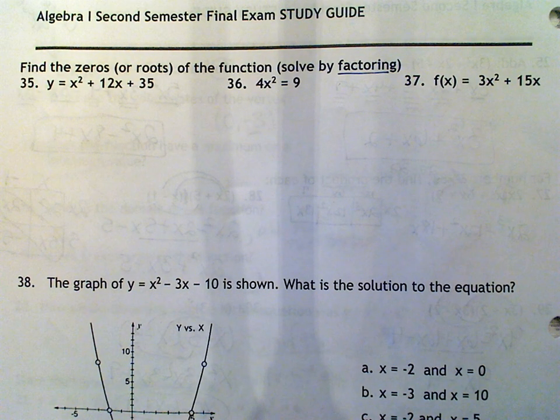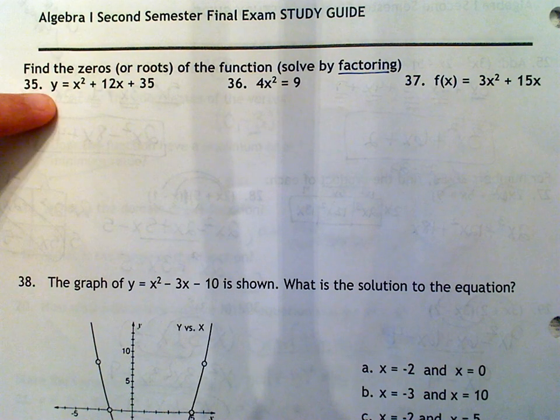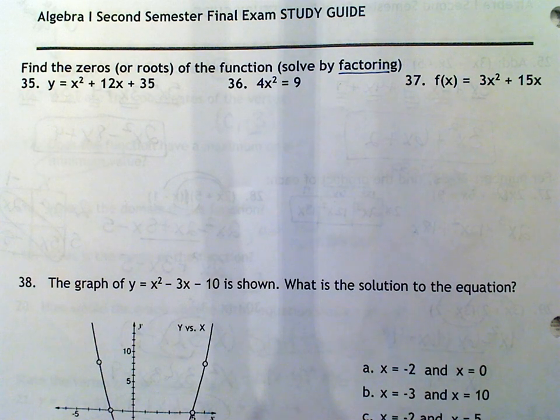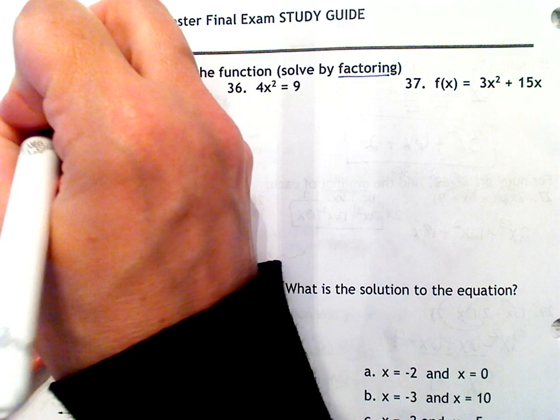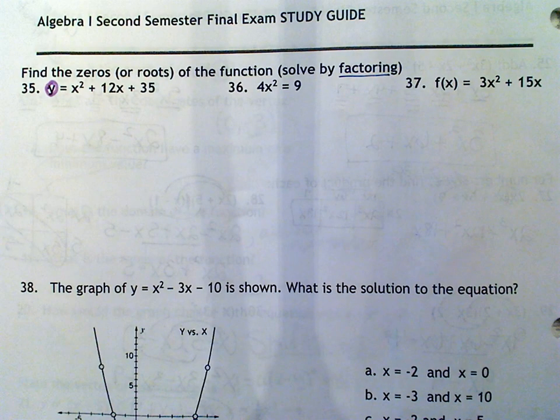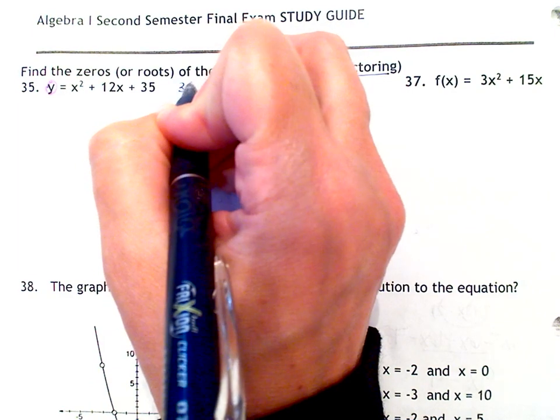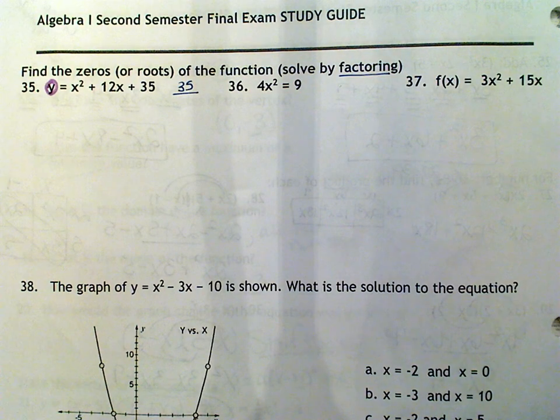They all need to be set equal to 0. So we need to replace the y with a 0. Now, I'm not going to rewrite it again. I'm just going to put a 0 there. Okay? Now it's equal to 0. We are looking for factors of 35. We want them to add to get 12.